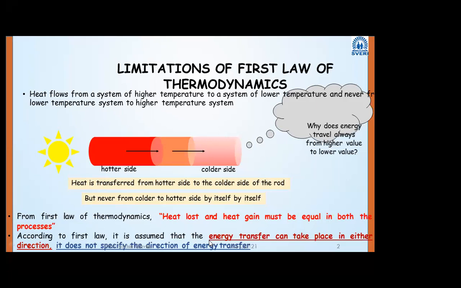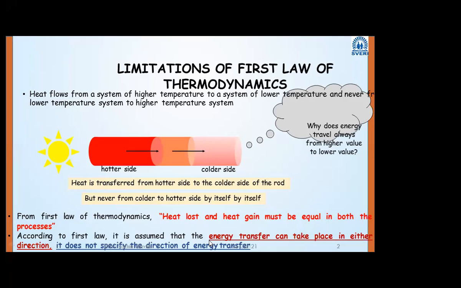Okay. So first, heat is always flowing from a higher temperature system to a lower temperature system, and naturally heat will not flow from a lower temperature system to a higher temperature system. So this is the natural condition. This is the truth. But the first law of thermodynamics is not speaking about it.